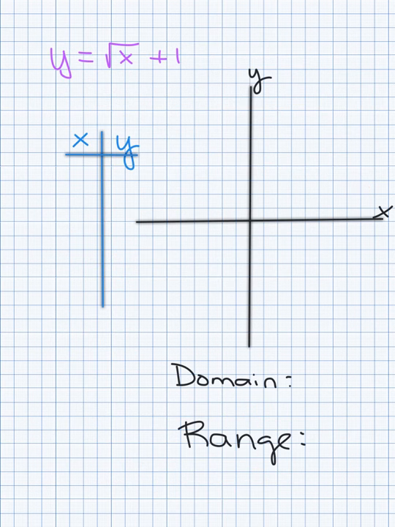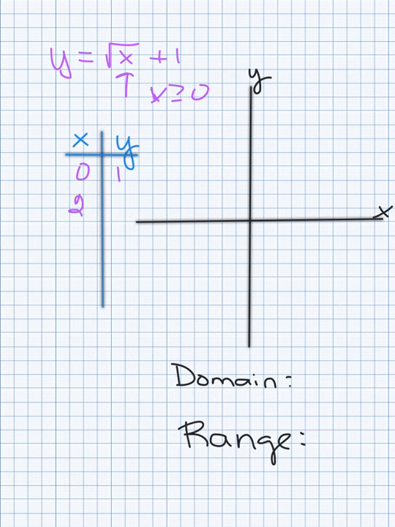The next function we're going to graph is y is equal to the square root of x plus 1. Now again, underneath the radical sign, our radicand is x, so I know that x has to be greater than or equal to 0. I know I can't have a negative number, so my lowest value x can be is 0. So when x is 0, I'm going to take the square root of 0, which is 0, plus 1, so y is 1.